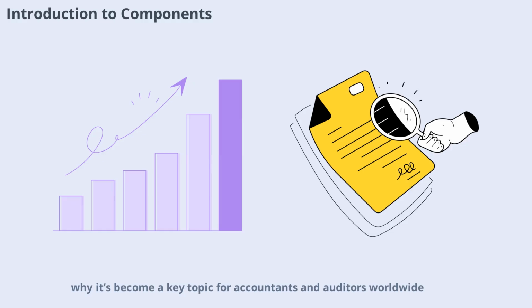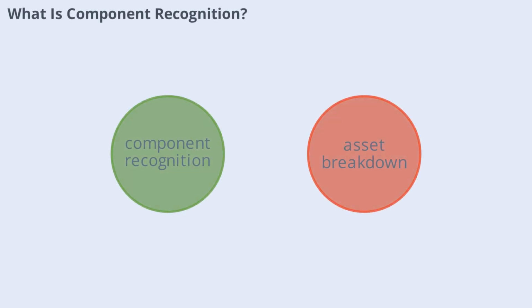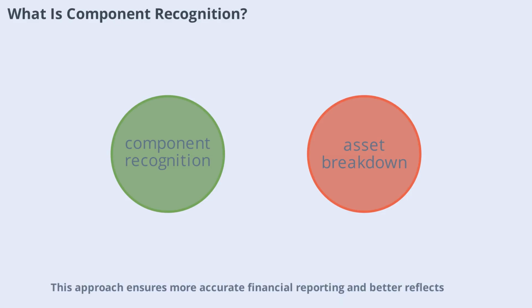accountants and auditors worldwide. Component recognition is the process of identifying and accounting for significant parts of an asset separately. Instead of treating a complex asset like a building or a machine as a single item, accountants break it down into its major components. Each component is then accounted for individually, especially if it has a different useful life or depreciation pattern. This approach ensures more accurate financial reporting and better reflects the true value and wear and tear of each part of the asset. Now, let's see why this is necessary in the first place.